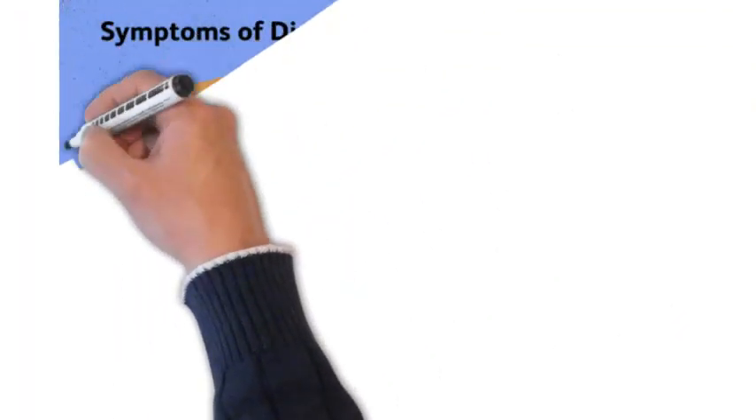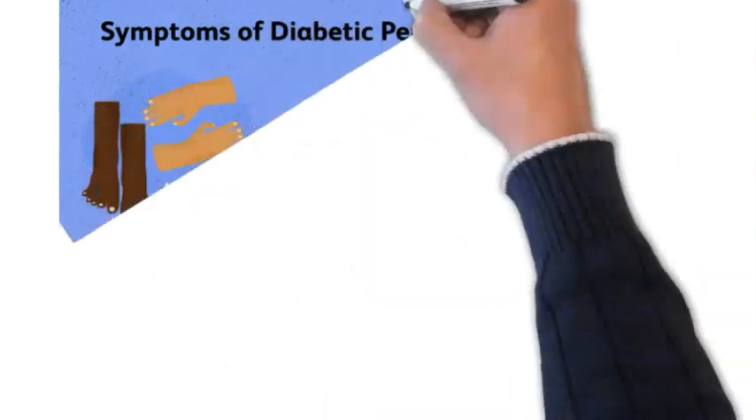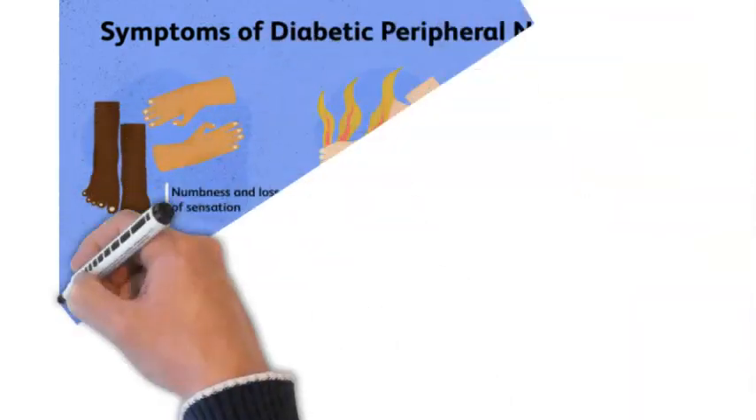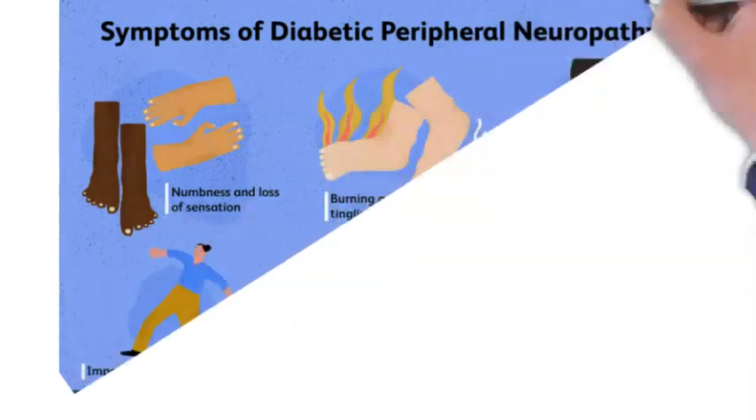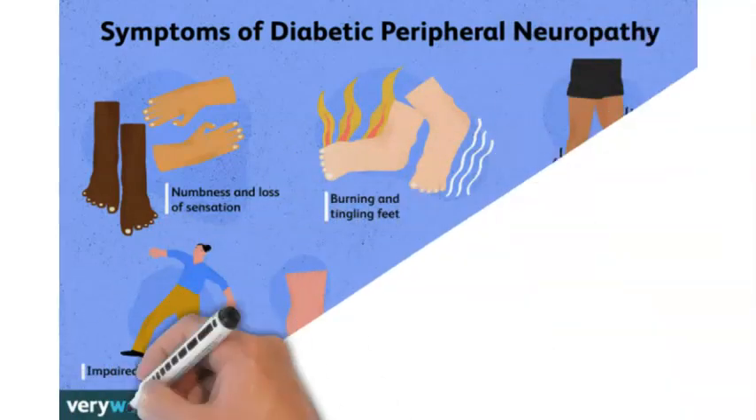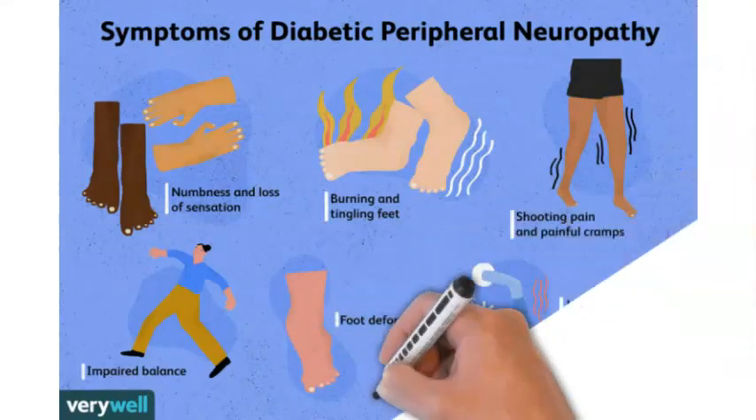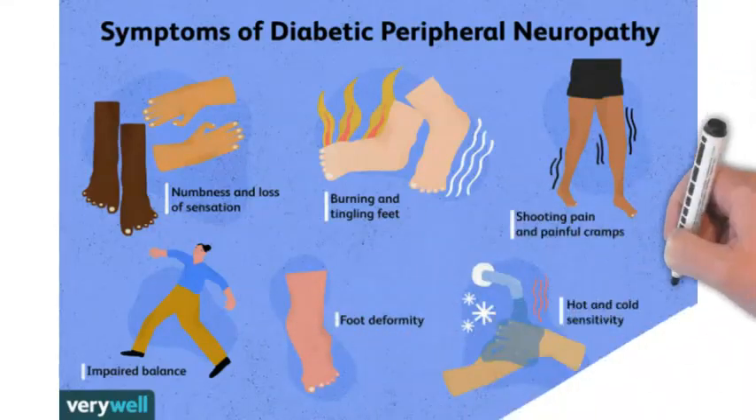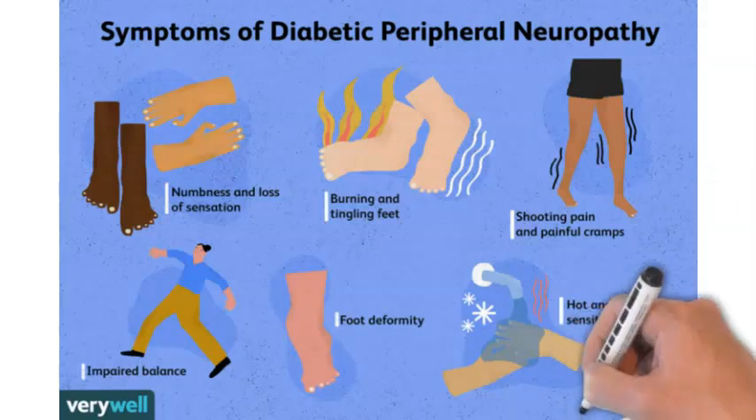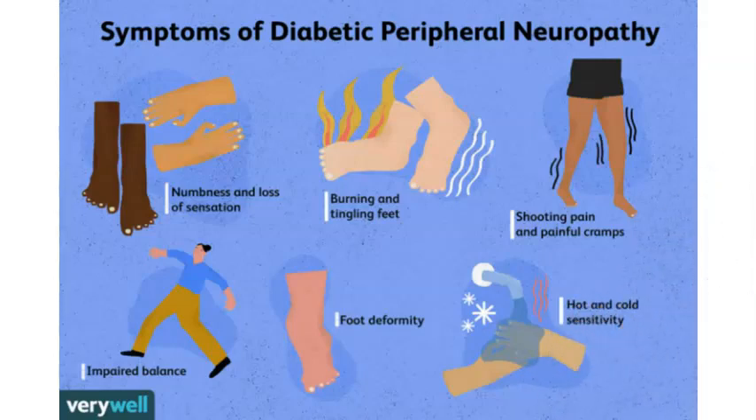Diabetes is a chronic condition that affects the body's ability to produce or use insulin, a hormone that regulates blood sugar levels. High blood sugar levels can damage the blood vessels and nerves in the feet and legs, leading to a condition called diabetic peripheral neuropathy, DPN. DPN can cause numbness, tingling, and pain in the feet and legs, which can lead to poor balance and falls.